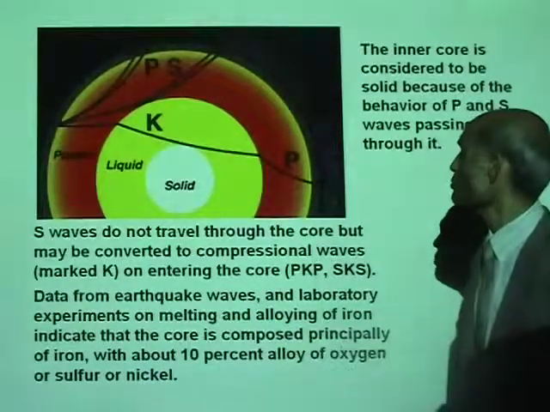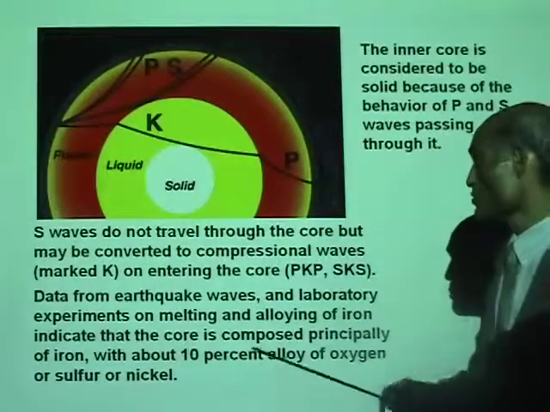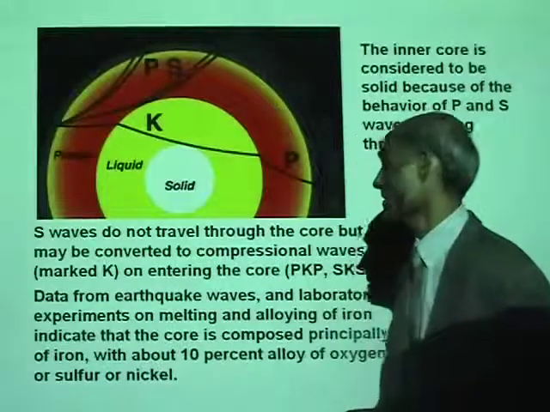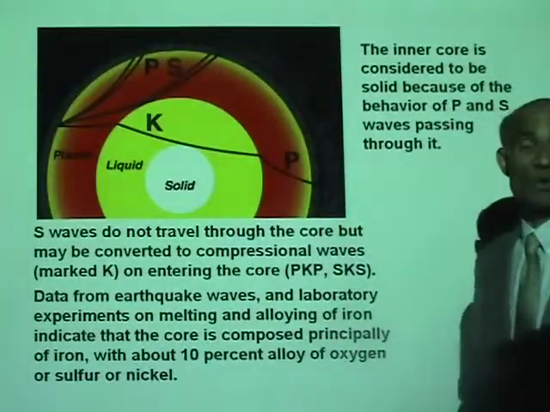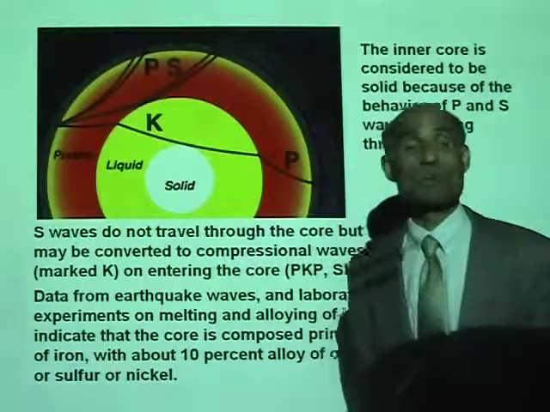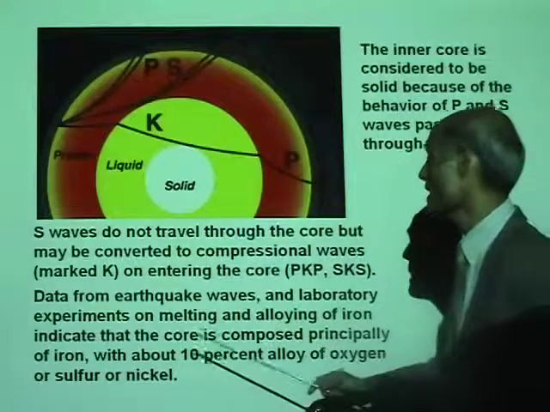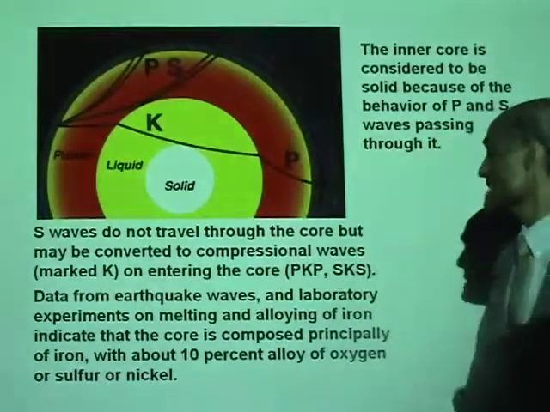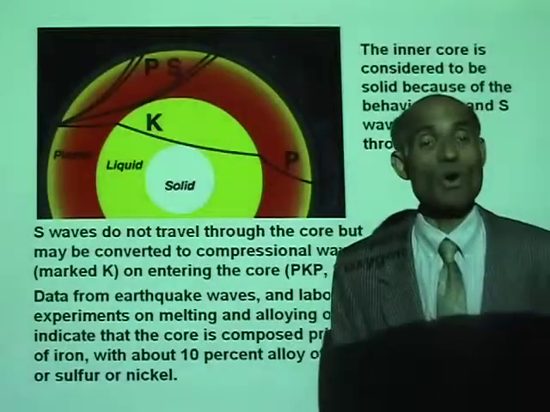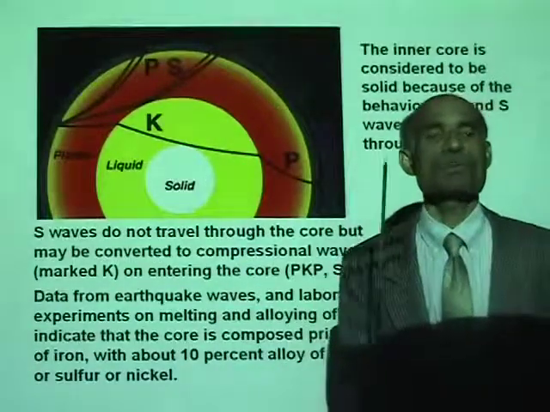Data from earthquake waves and laboratory experiments on melting and alloying of iron indicates that the core is composed principally of iron. So most of what the core is made up of is iron, with about 10% alloy of oxygen or sulfur or nickel. Well, this is the understanding we have of the core.